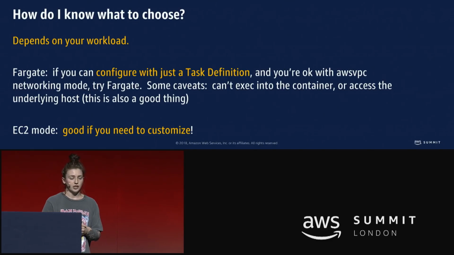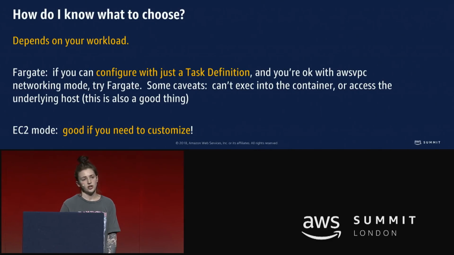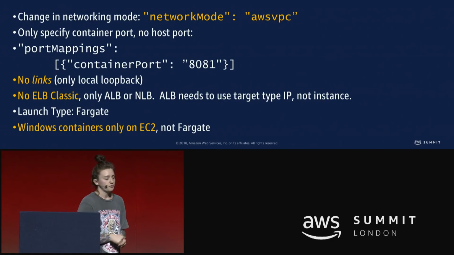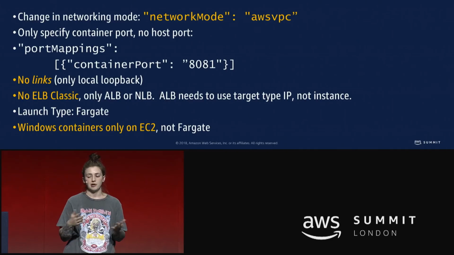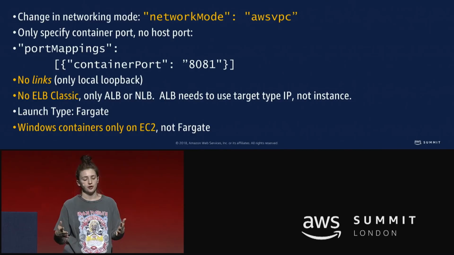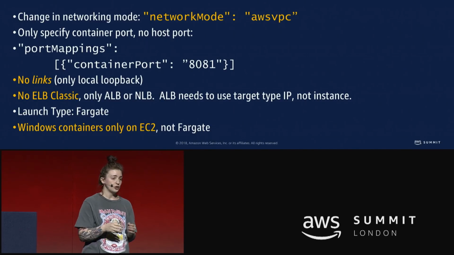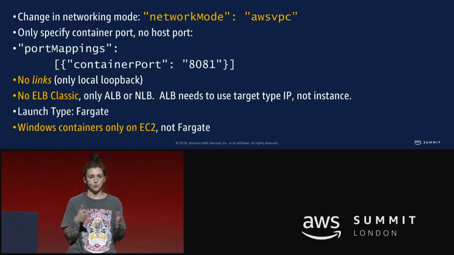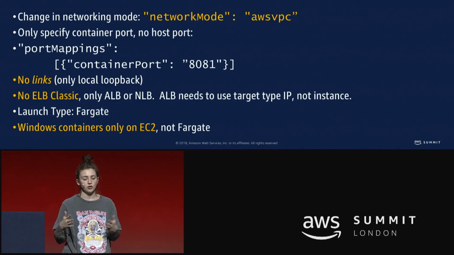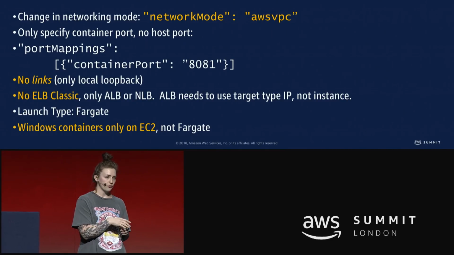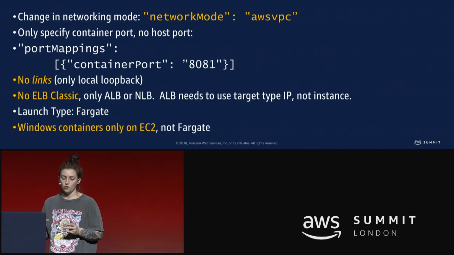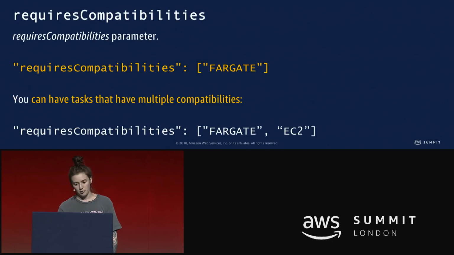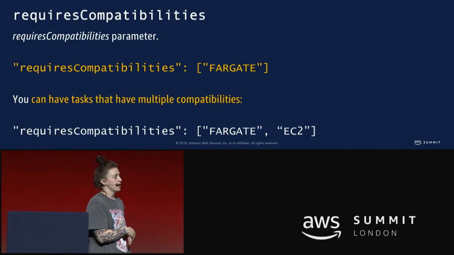So I think it can look really successful to have both of those running next to each other in the same cluster. A couple of the differences: obviously the change in networking mode, and we'll talk in more detail about AWS VPC. Only specify container port, there's no host port. No links, only the local loopback, which we'll also talk about, but that's 127.0.0.1 or localhost. No support for ELB Classic, only ALB or NLB, and Windows containers only on EC2 right now, not in Fargate mode.